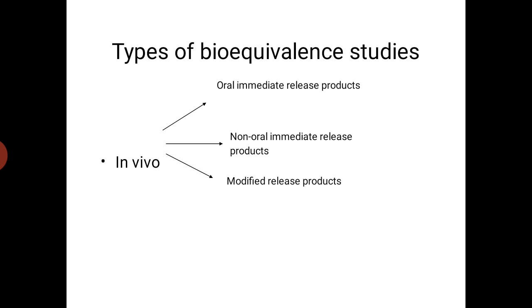Now the in vivo bioequivalence studies: oral immediate release products, non-oral immediate release products, and modified release products. Suppose the drug is available as an extended release formulation, but with the same dose or a different dose, whatever it may be, you are making it an IR tablet. The purpose of the tablet is modified. The activity of the tablet is modified. Extended release, you made it immediate release, or immediate release, you modified as extended release. In these situations, you have to perform in vivo bioequivalence studies. And non-oral: you are changing the route of administration. The dose might be the same, it might be pharmaceutically or chemically equivalent, but you are changing the route of administration. There you have to perform the in vivo bioequivalence studies.